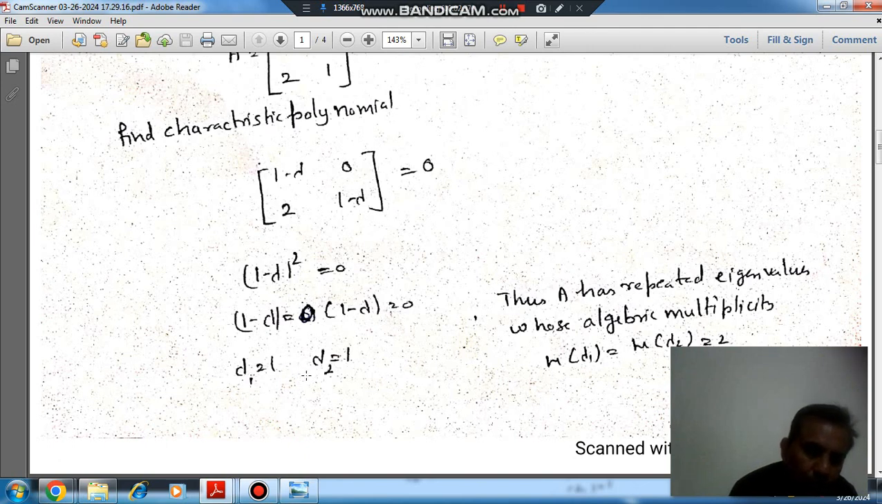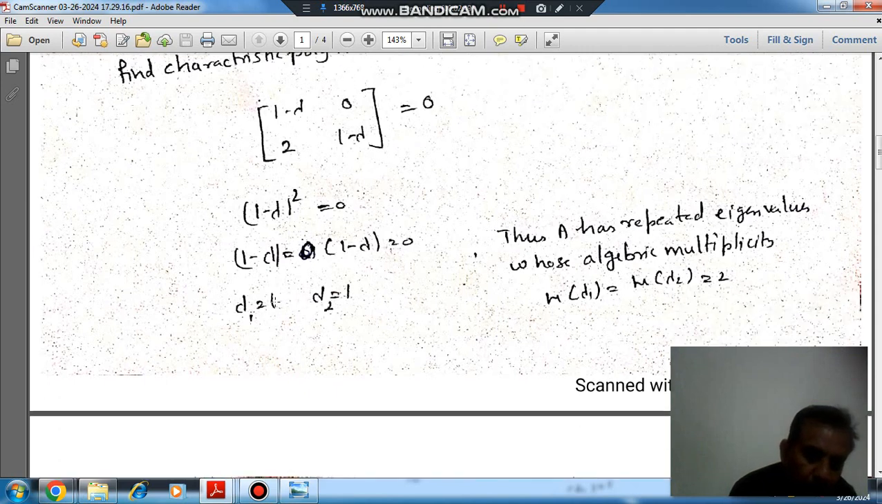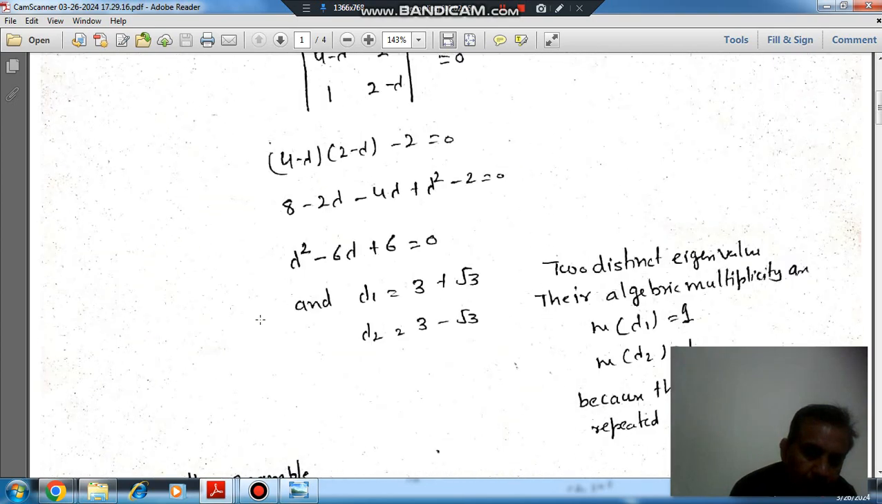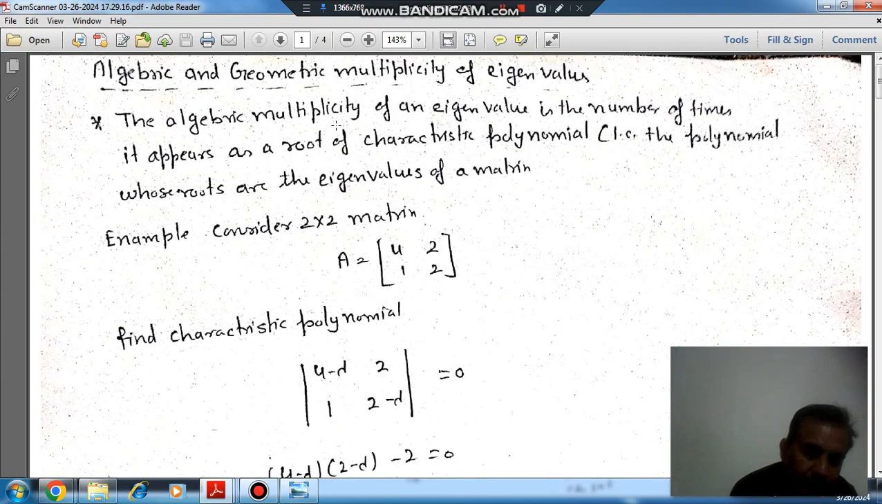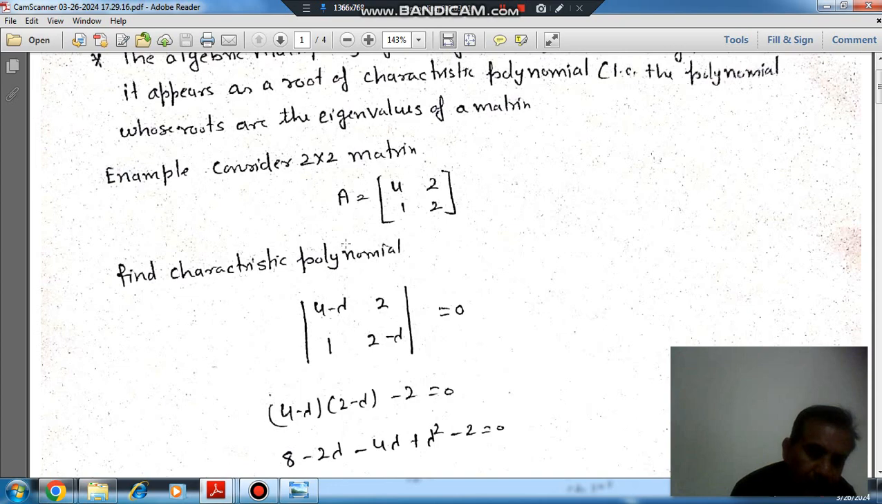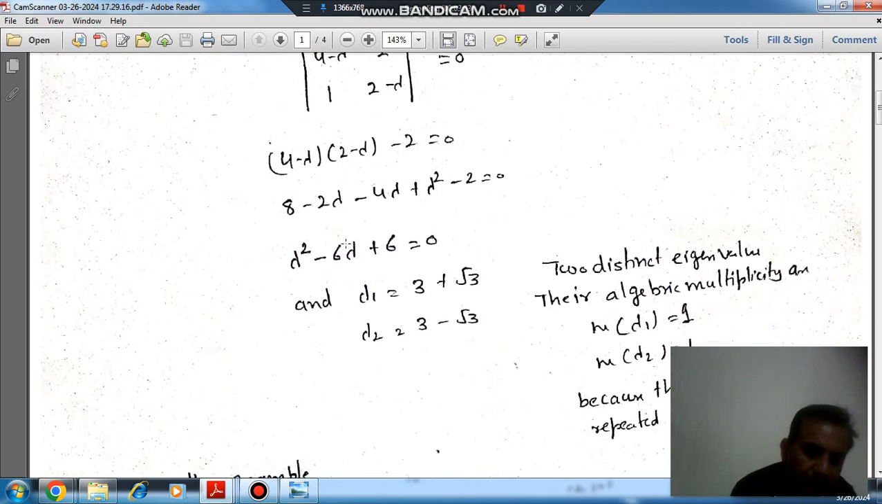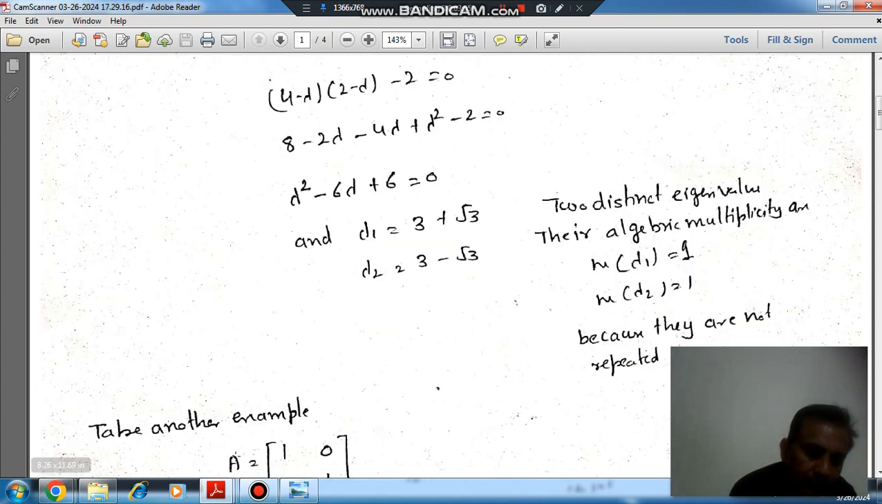So it will have two roots, both are equal, that is 1. It means the algebraic multiplicity of 1 is 2 because 1 is occurring 2 times. So this eigenvalue has algebraic multiplicity equal to 2. Now we can understand algebraic multiplicity: the number of times a particular eigenvalue is appearing is the algebraic multiplicity of the eigenvalue.